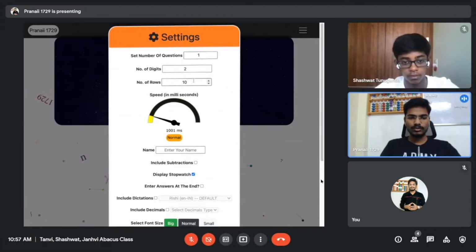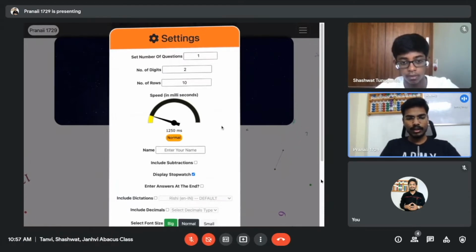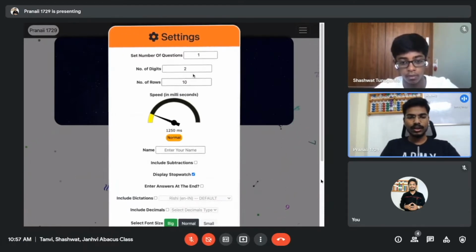So 2-digit tenders means 10 numbers will be coming one after the other after this much time. So this is in milliseconds. So if you set it to 1250, it means each number will be coming after 1.25 seconds. So this is called as 2-digit tenders.